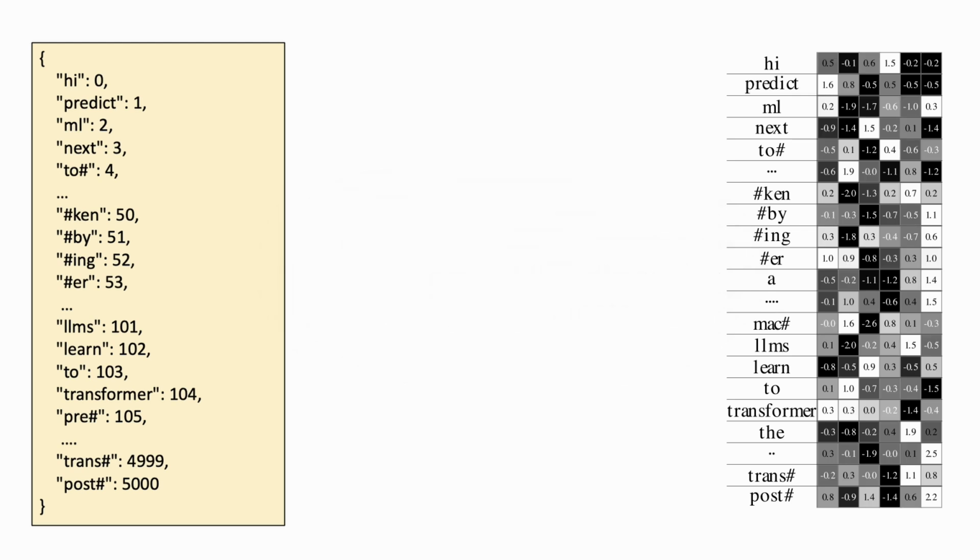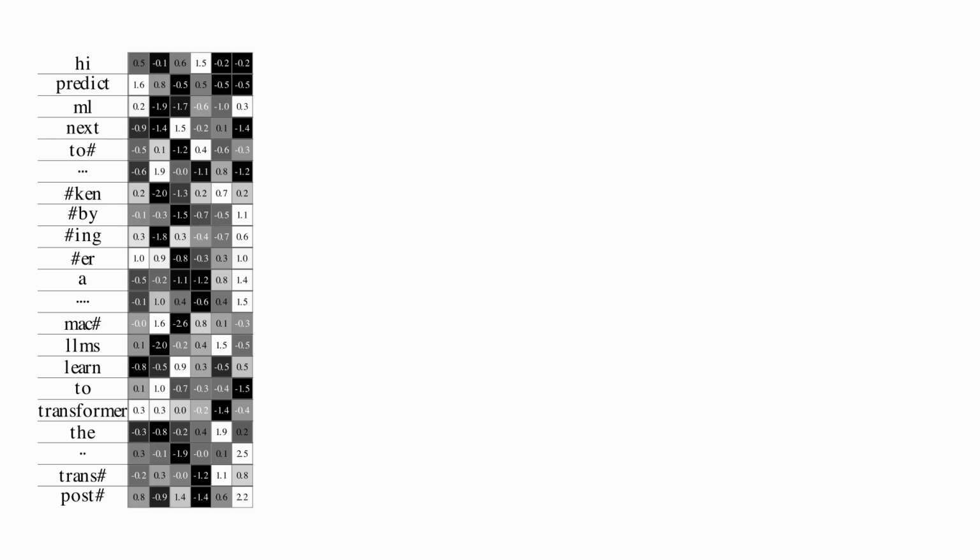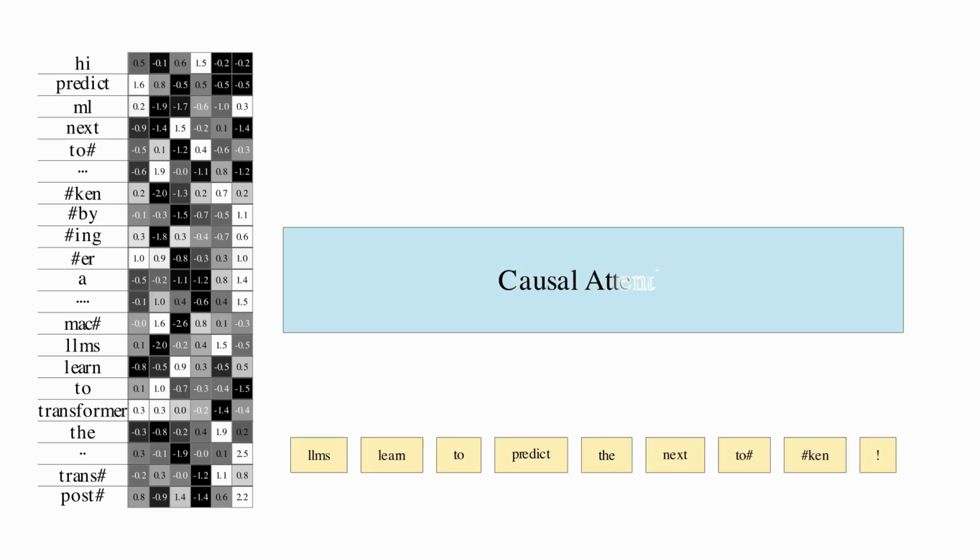So let's say the embedding size we pick was 256. To initialize this embeddings table, we simply initialize a random matrix of shape 5000 by 256. And after we split the sentences into the subwords, we will simply look up the index of the token in the vocabulary and replace the token with the embedding from the lookup table. We do this for each token, and now we get these dense numerical vectors to represent each token.